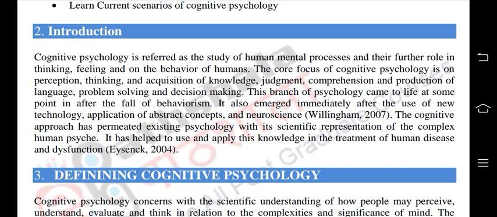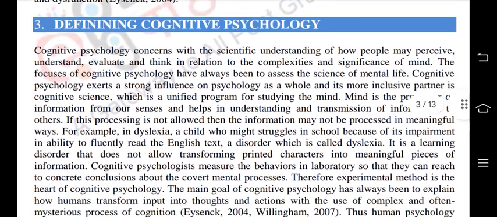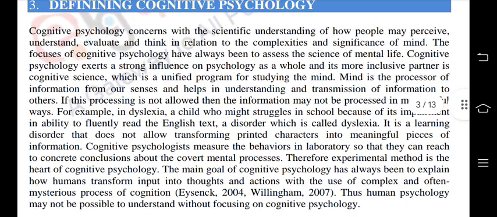The cognitive approach has permitted existing psychology with its scientific representation of the complex human psyche. It has helped to use and apply this knowledge in the treatment of human diseases and dysfunction. Definition of cognitive psychology. Cognitive psychology concerns the scientific understanding of how people perceive, understand, evaluate, and think in relation to the complexities and significance of mind.